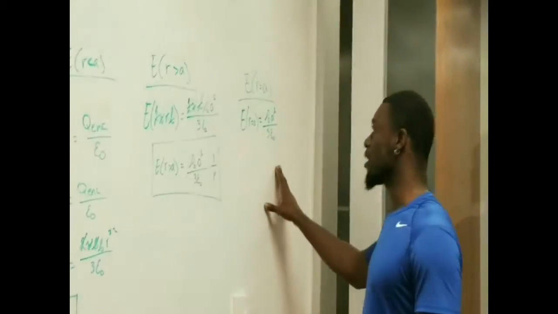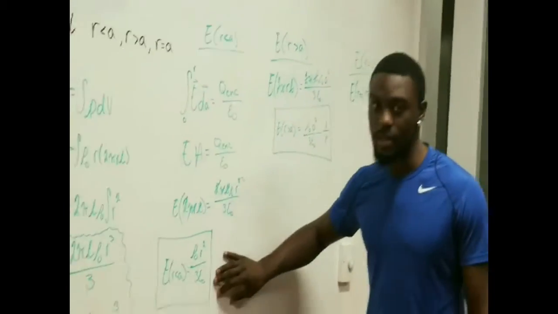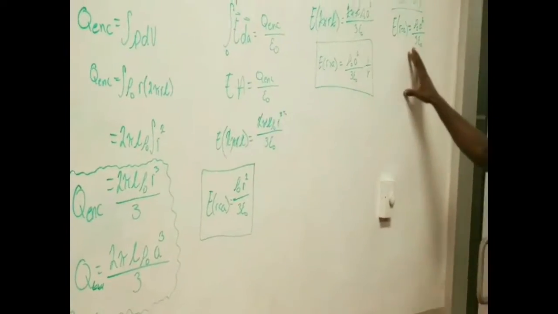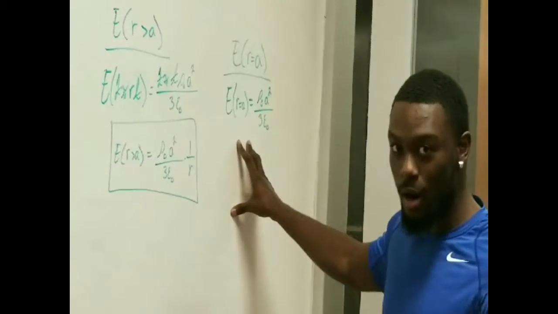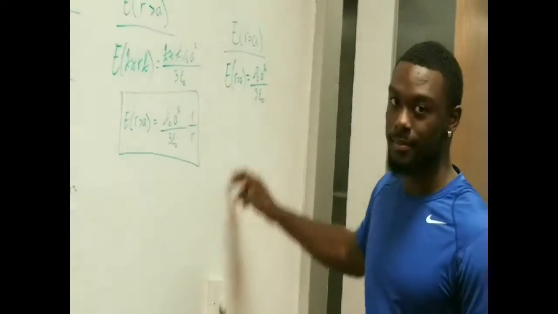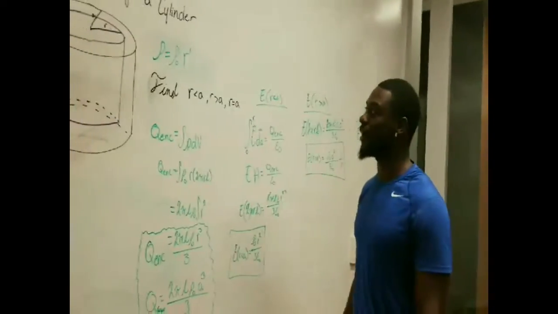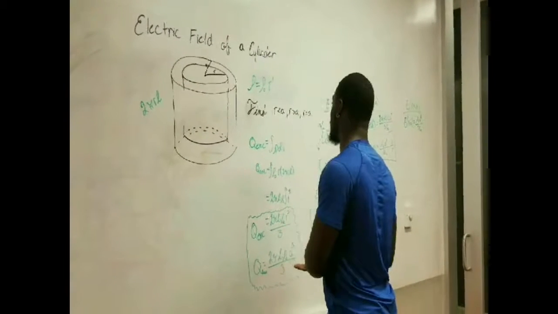And then for r equals a, it's pretty much the same thing as this one over here, r less than a. E at r equals a is rho naught a squared over 3 epsilon naught. And that is how you find the electric field of a cylinder for when r is less than a, greater than a, and equal to a.